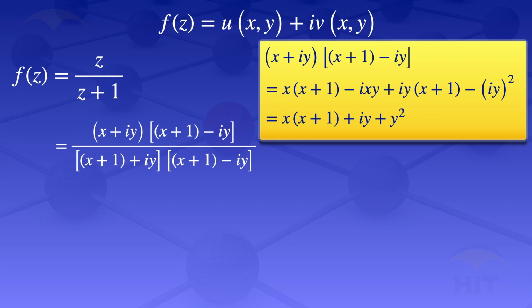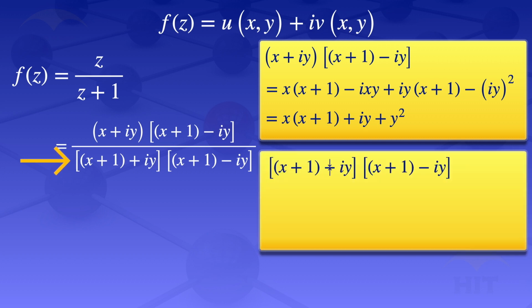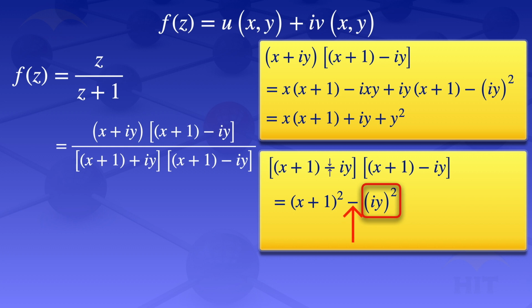So that's the numerator. I now move on to the denominator. We have (x + 1 + iy) multiplied by (x + 1 - iy). That simplifies to (x + 1) squared minus (iy) squared. Looking at this part, i squared gives us minus 1, but the minus 1 multiplies by this minus sign, so it will be plus. So that simplifies to (x + 1) squared plus y squared.